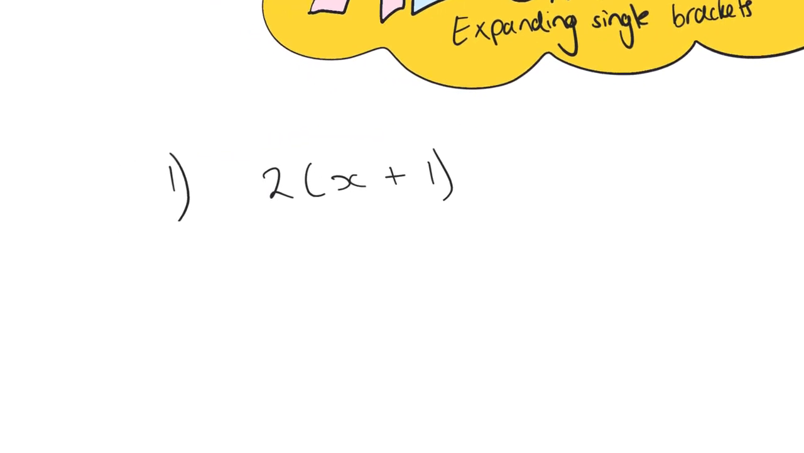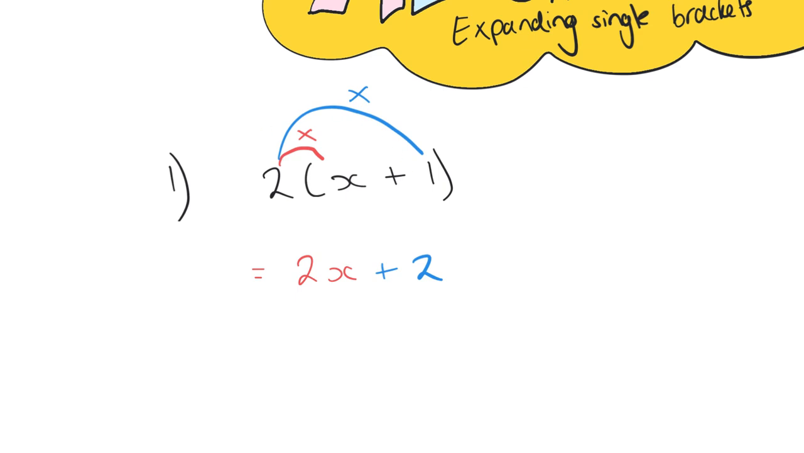To expand it, it's as simple as, expanding means getting rid of the brackets. So we're multiplying these, and then we're multiplying these. We start with 2 times x, that makes 2x, and then multiplying these, 2 times 1, that is plus 2. So you times these together and you times these.